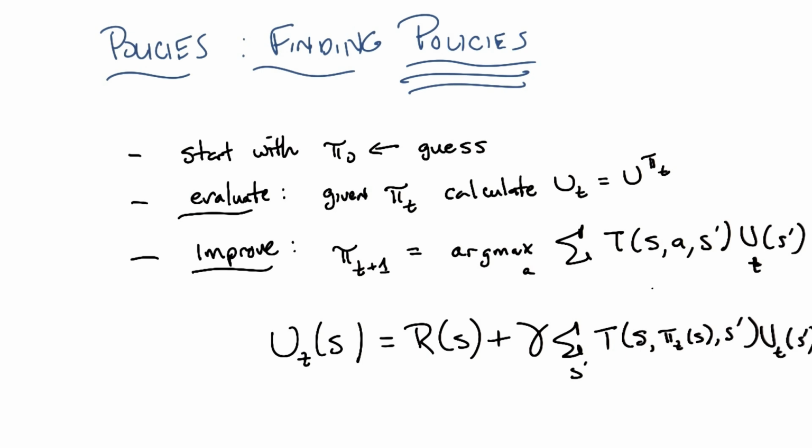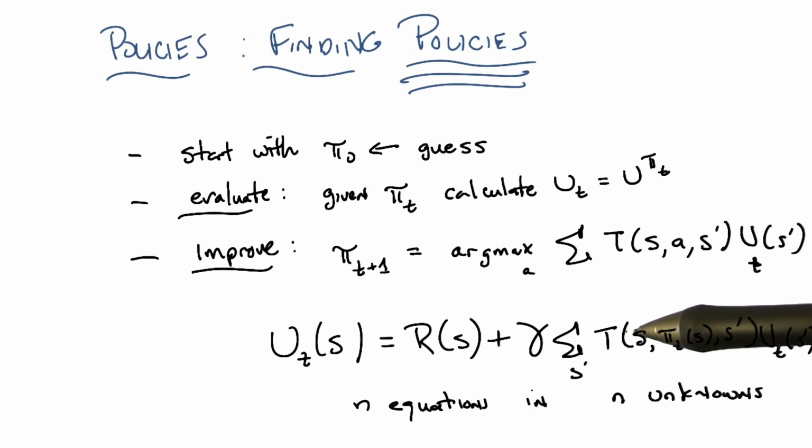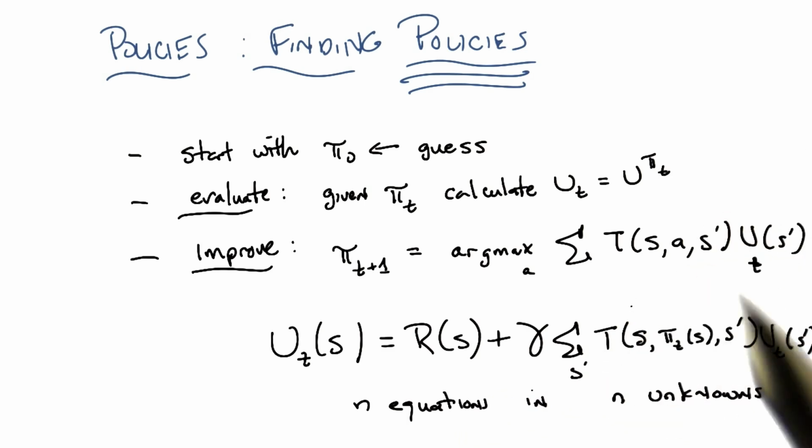Well, what was the problem that we were solving before with the max? That was the Bellman equation. Yes, but we were solving a bunch of equations. How many of them? N. So we were solving n equations and how many unknowns? N. What's the difference between this n equations and n unknowns and the other n equations and n unknowns? Well, N is the same.